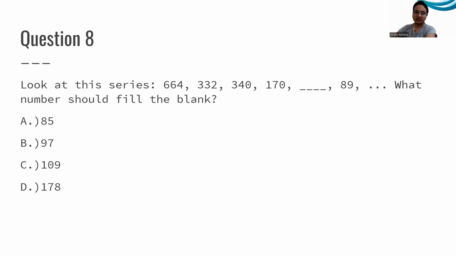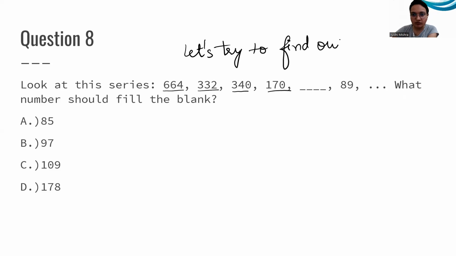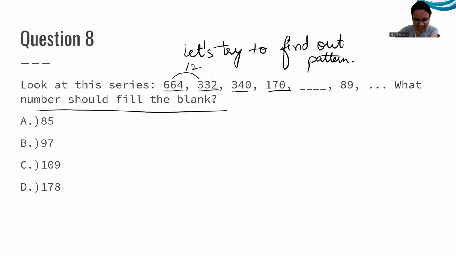Very important. Okay? Look at this series: 664, 332, 340, 170. Let's try to find the pattern. What number should fill the blank? What should come here? So this is divided by 2, and this is plus 18. This is divided by 2. Correct? This is divided by 2. Yes, I don't know here.